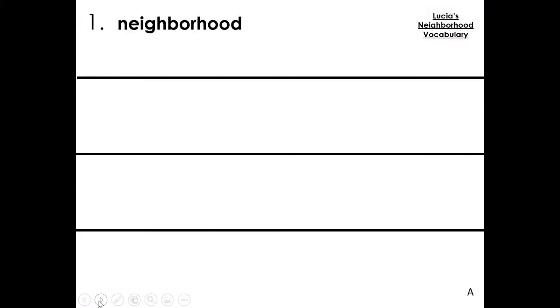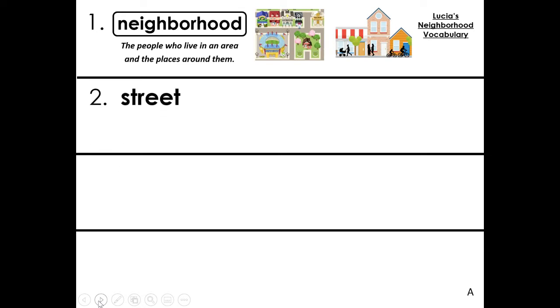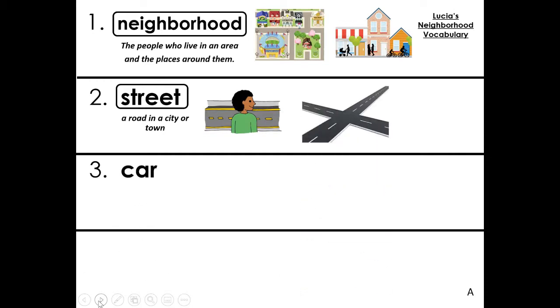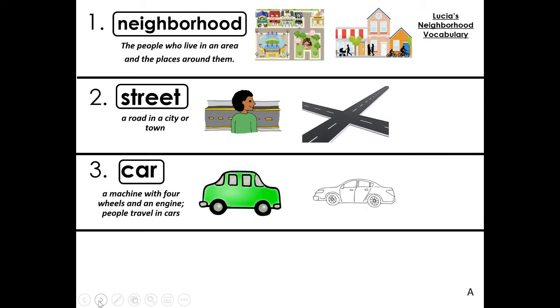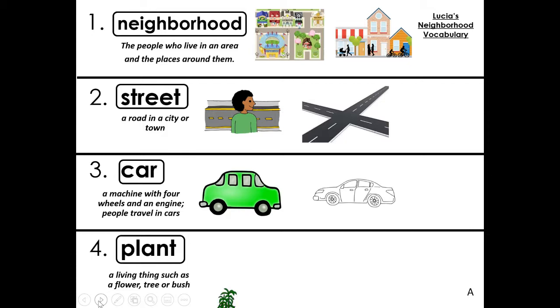Let's review our vocabulary words. So do you know number 1? Neighborhood. A neighborhood is the people who live in an area and the places around them. Neighborhood. Number 2, street. A road in a city or town. Street. Number 3, car. A machine with 4 wheels and an engine. People travel in cars. Number 4, plant. A living thing such as a flower, tree, or bush. Plant.